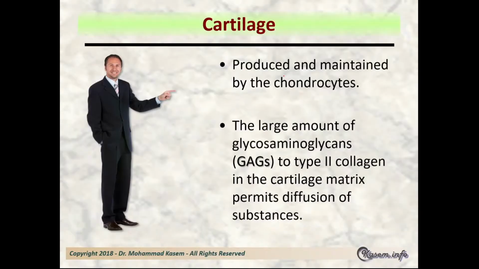Cartilage is produced and maintained by these chondrocytes, and the matrix is characterized by the presence of glycosaminoglycans, abbreviated as GAGs, and contains a good amount of collagen type 2 collagen inside the matrix, generally speaking.